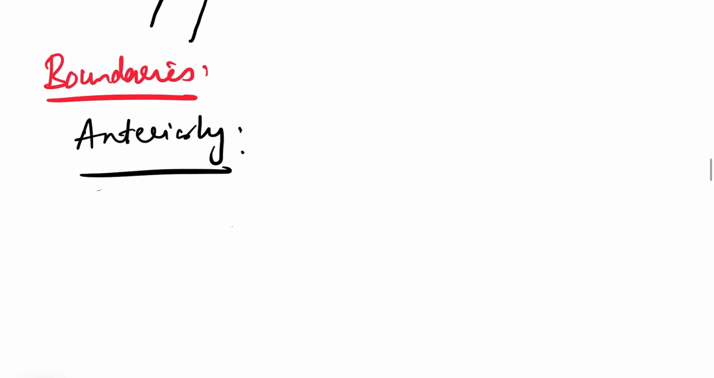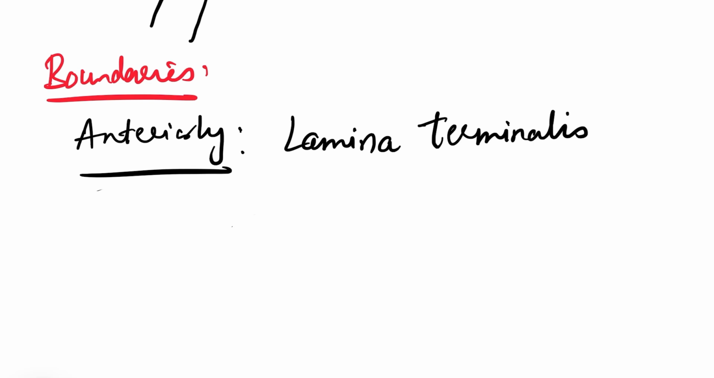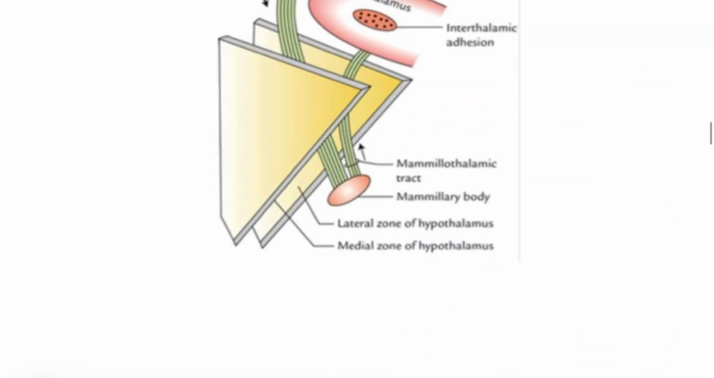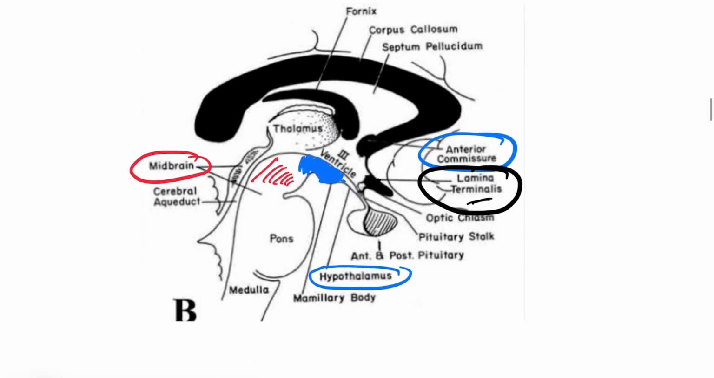Let me pen it down here. Anteriorly, what is the structure present in front of the hypothalamus? That is the lamina terminalis. The lamina terminalis extends from the optic chiasma to the anterior commissure, okay. Let us see this diagram once again. So this is the lamina terminalis. It extends from the optic chiasma to the anterior commissure, okay.